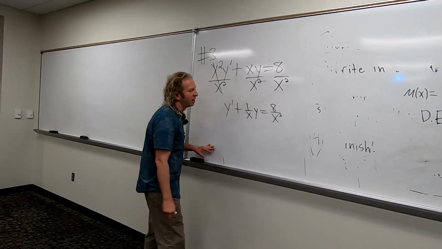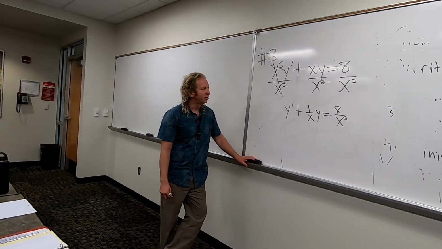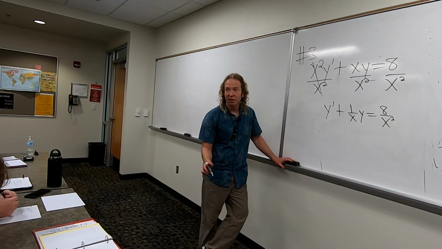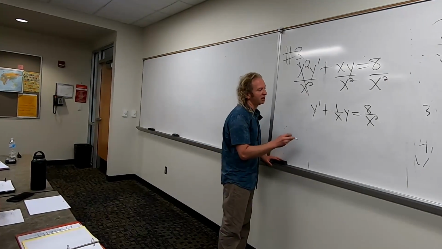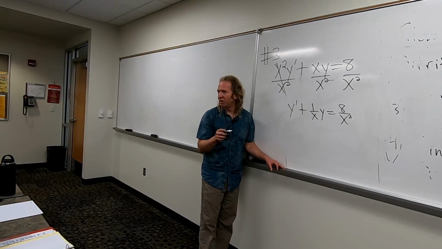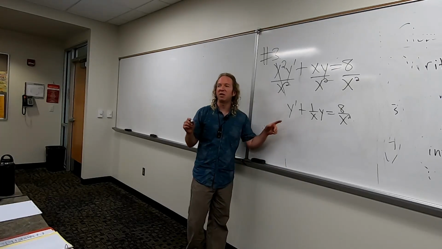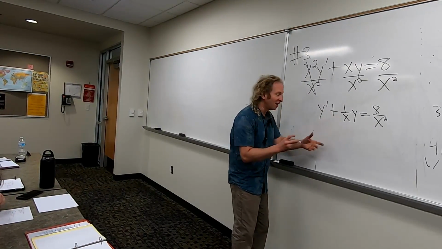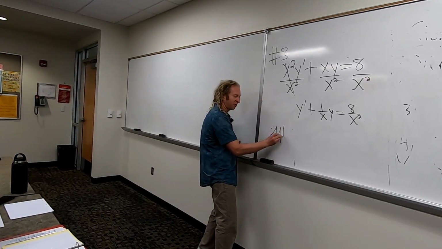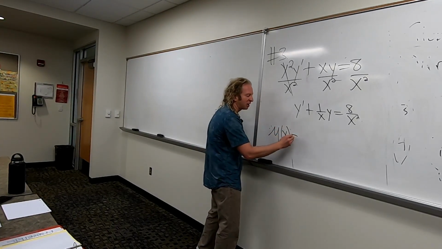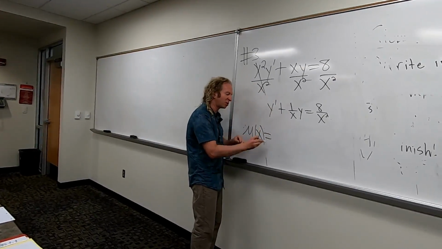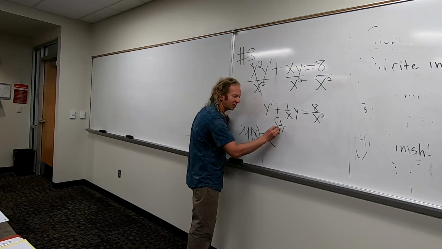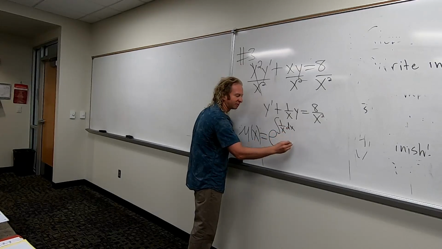Step two is to compute the integrating factor. So the integrating factor is e to the integral of big P. So big P, what is big P in this problem? 1 over x, yeah. So let's do it. So mu of x, I'm gonna write a little bit bigger. It's e to the integral of 1 over x dx.